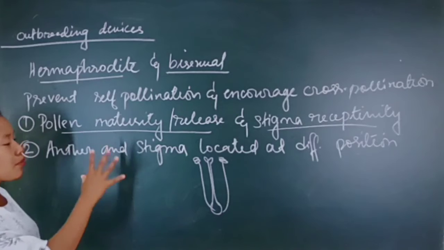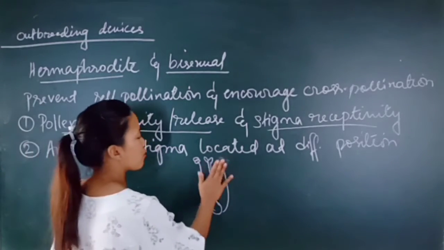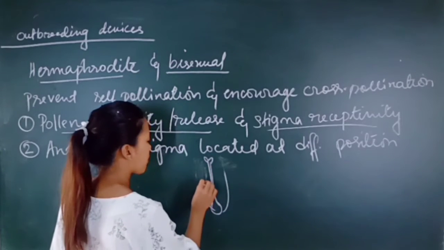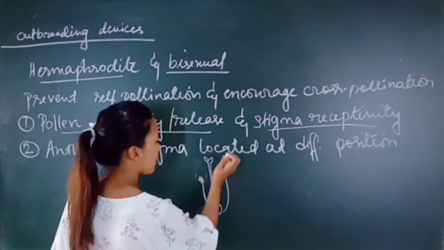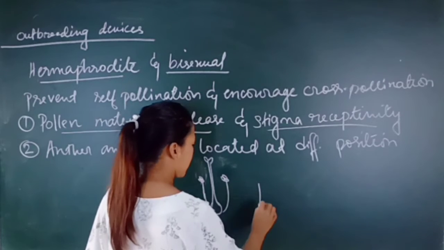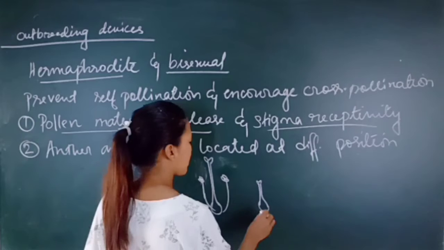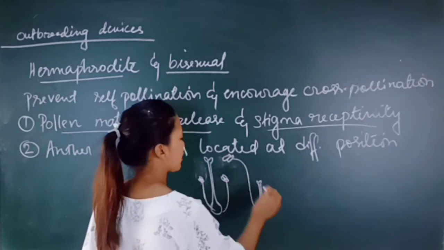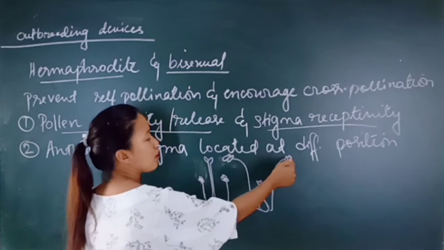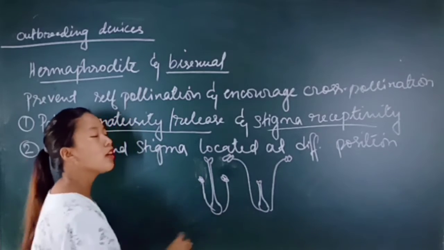But here, in the adaptations, some plants, especially the bisexual flowers, have adapted. In that case, the anther might be located somewhere down here, or in another case the stigma may be at a very low position, and the anthers may be somewhere here, well exposed on the outside. So there is less chance for the pollen grains from this anther to land on the stigma and carry out the pollination.